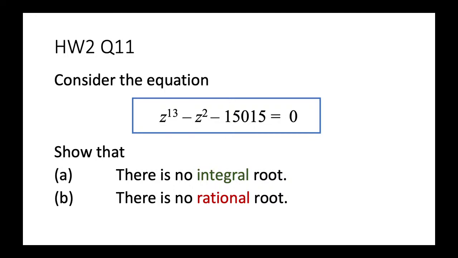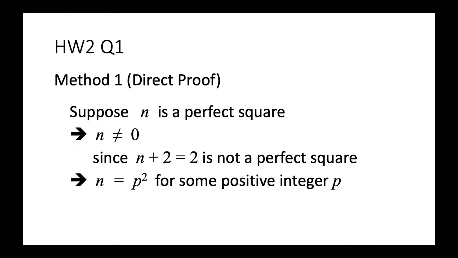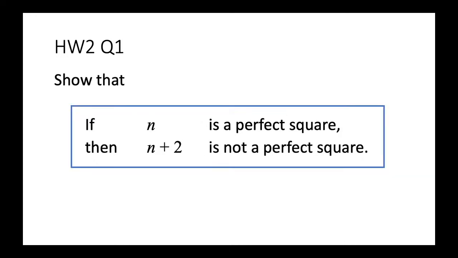Okay, so we will talk about these two questions. For the first one, n is a perfect square, then n plus 2 cannot be a perfect square. The direct proof method is like this. In a direct proof, we have a statement of the form P implies Q. If we want to do a direct proof, we assume P is true and then hope that we can derive Q is true in the end. So we assume that n is a perfect square, and in the end, we want to show that n plus 2 cannot be a perfect square.